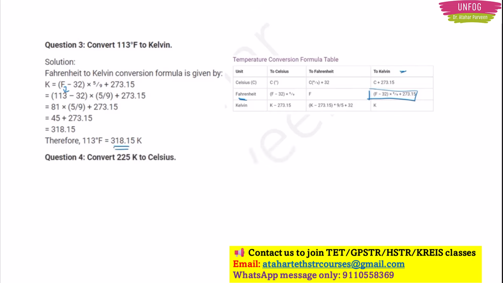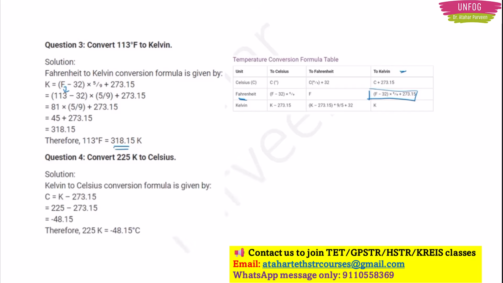Okay, next question. Convert 225 Kelvin to Celsius. We converted Celsius into Kelvin by adding 273, right? Now what you do? You have to subtract it. You have to subtract K minus 273. Then if you subtract it here, in this case it is 225 minus 273, you will get a negative temperature, minus 48.15 degrees centigrade. Okay.